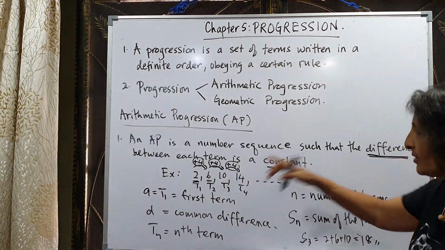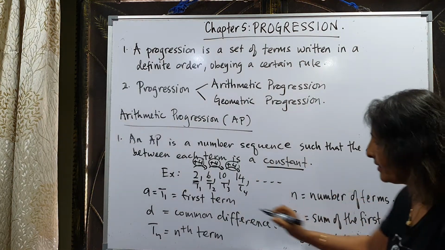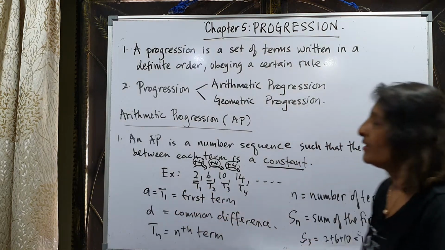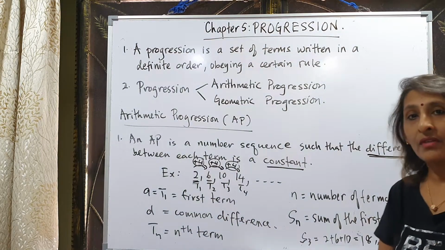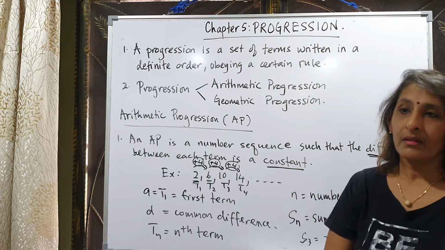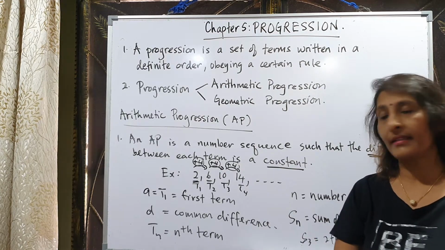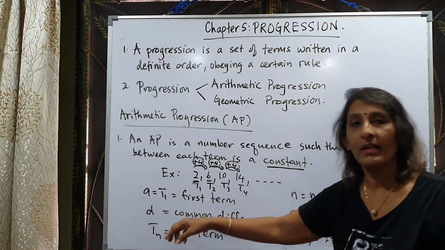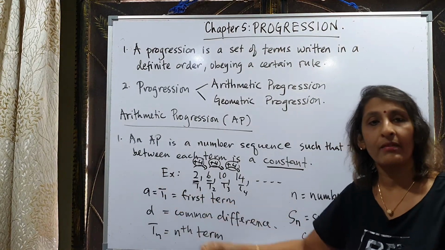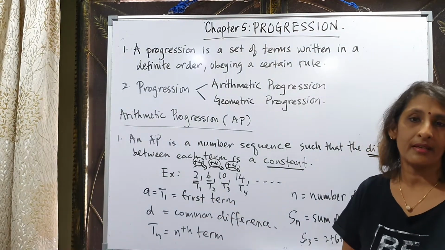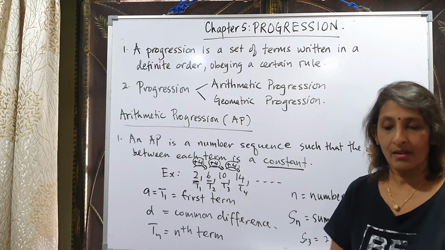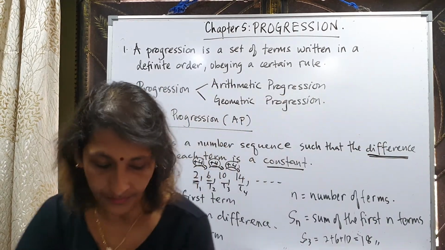All these alphabets, all the symbols here, you have to know the meaning of what they are. Later on when we do questions, whatever they ask for, you have to identify in terms of symbols. What are we looking for? Are we looking for A? Are we looking for D? Are we looking for n, or Tn, or Sn? Now we'll go on.